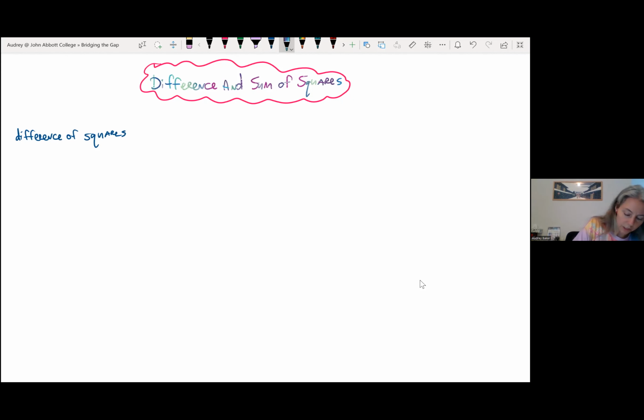The formula for the difference of squares is a squared minus b squared is equal to a minus b times a plus b. The reason for this is that when we think about expanding a minus b times a plus b, the middle terms are going to cancel out. So we don't have a squared plus something times ab plus b squared. That ab in the middle cancels out. Let's expand to see how.